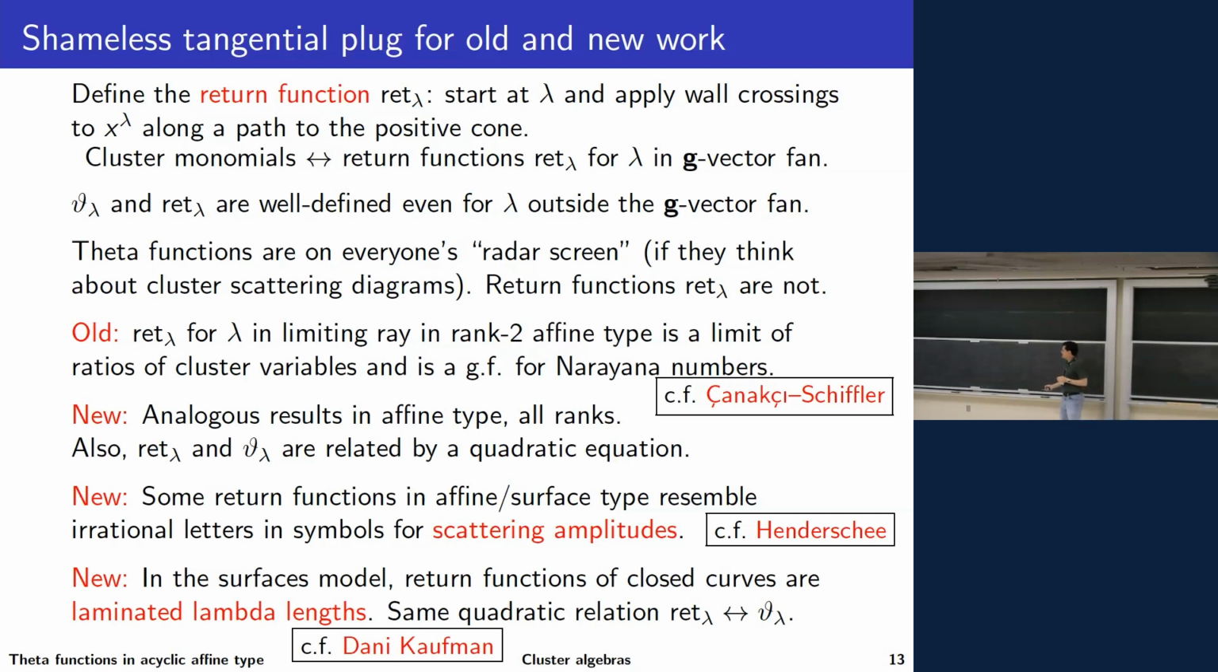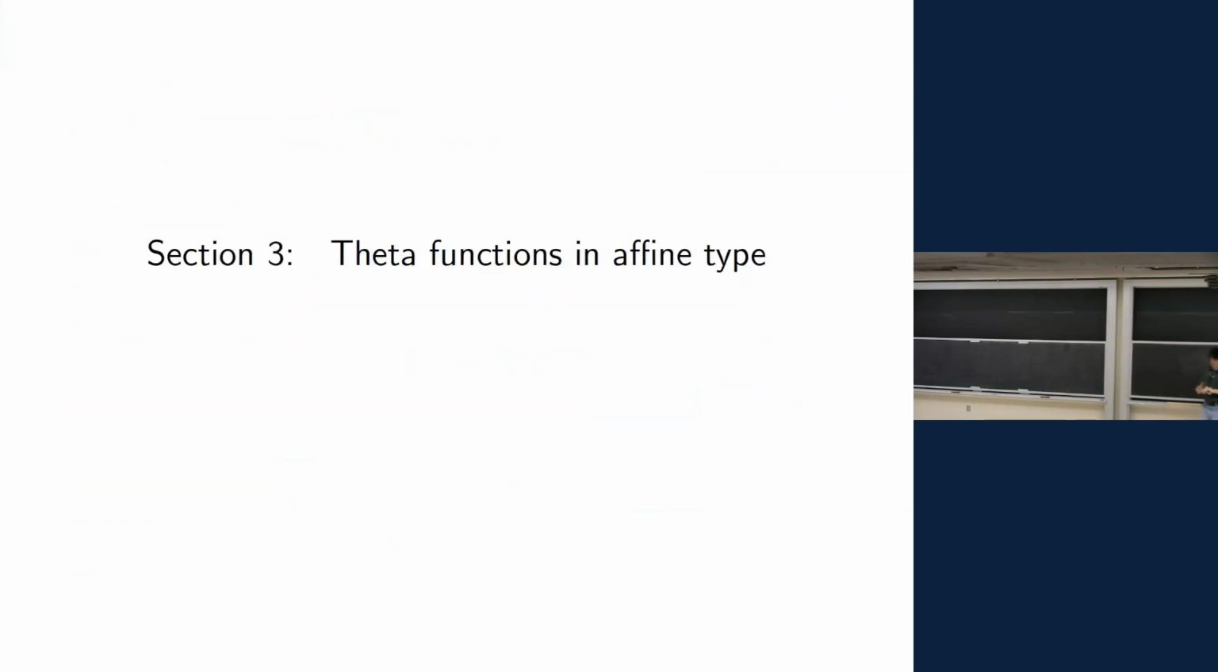And then there's a physicist named Henn who is thinking about these return functions, and I need to understand more what he did, but he's talking about getting these irrational symbols from cluster algebras, from scattering diagrams. Okay, so apologies, because I gave you the least background about this slide, but just some things I wanted to say. And now let's get back to the main thrust of what we're doing. So theta functions in affine type.